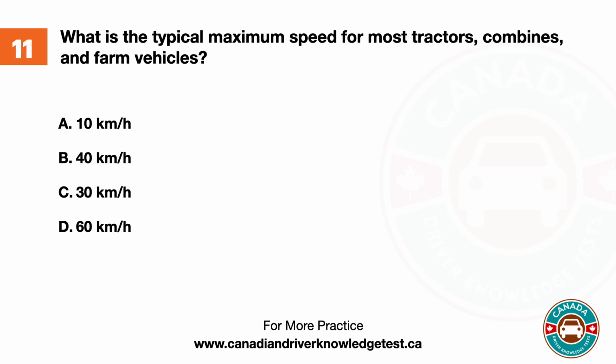Question 11. What is the typical maximum speed for most tractors, combines, and farm vehicles? A. 10 kilometers per hour. B. 40 kilometers per hour. C. 30 km/h. D. 60 km/h. The answer is B. 40 kilometers per hour.